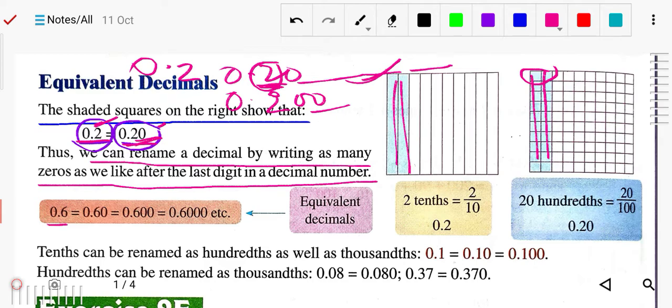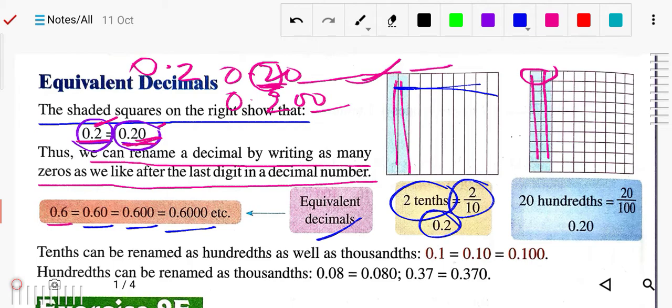For example 0.6, 0.60, 0.600, and so on. It goes on; you can put any number of zeros and it will not change. Here in the equivalent decimal, 0.2 is 2/10, because 2 was in the tenths position. But 0.20 means 20/100, so it is in hundredths. But both are actually the same.